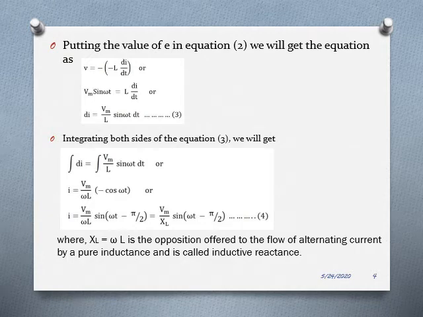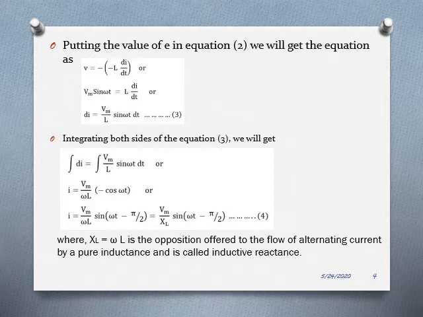Now putting the value of e in that equation, you get v is equal to minus of minus L di by dt, or v is equal to L di by dt. So you may write it as Vm sin omega t is equal to L di by dt. Or if you take the current di, you get it as Vm divided by L sin omega t dt. Now in order to get the value of current, integrate on both sides. So you will get integral of di is equal to integral of Vm by L sin omega t dt.